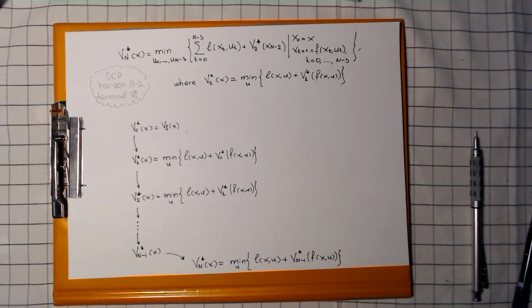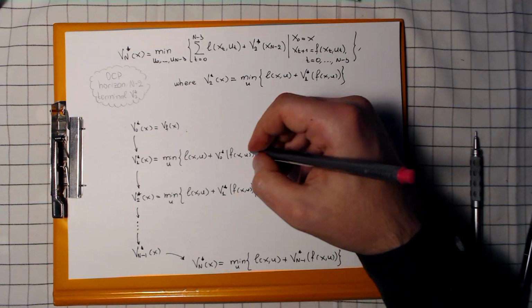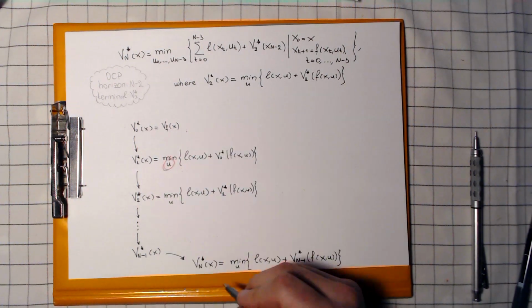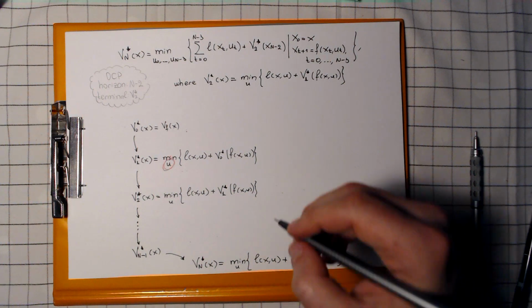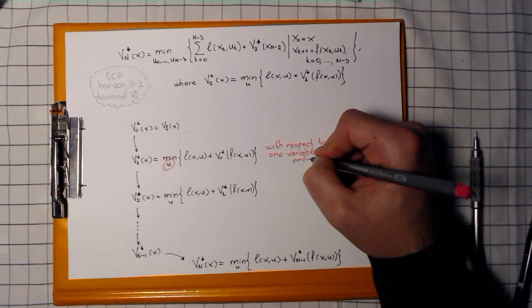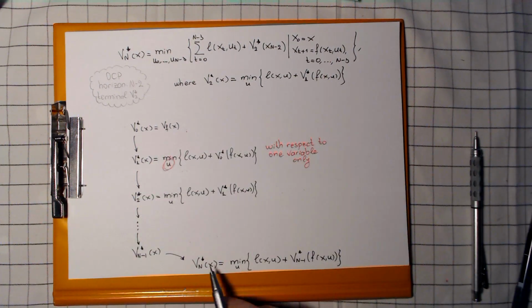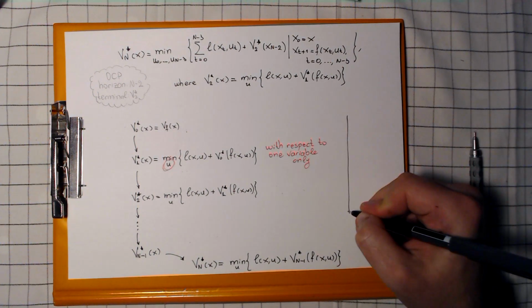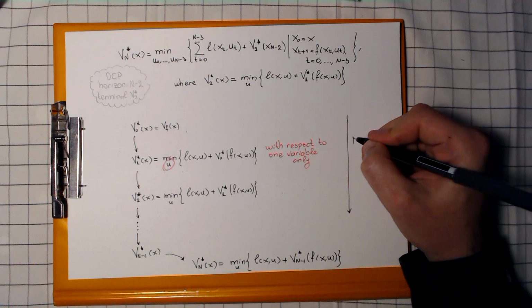Now an interesting observation we can make here is that every time we need to carry out a minimization only with respect to one variable. And finally, we will have a recovered Vn star of x. This Vn star of x, given by this expression, is the original Vn star of x. And this whole procedure is known as the dynamic programming procedure.